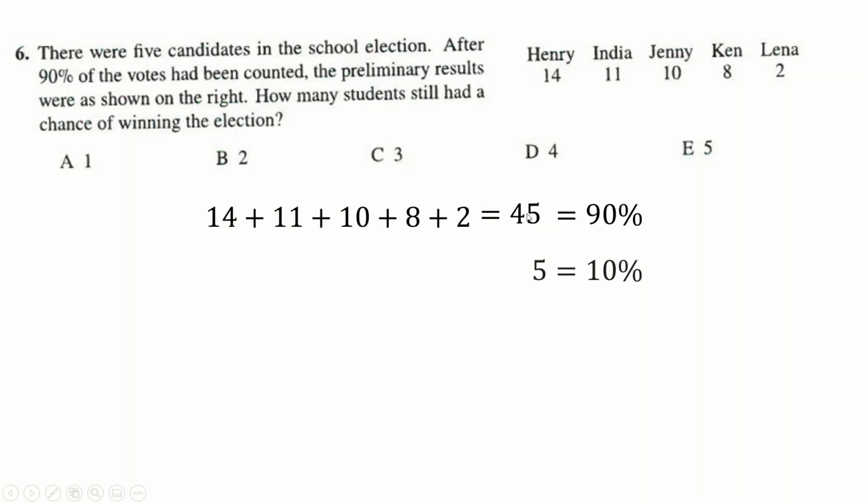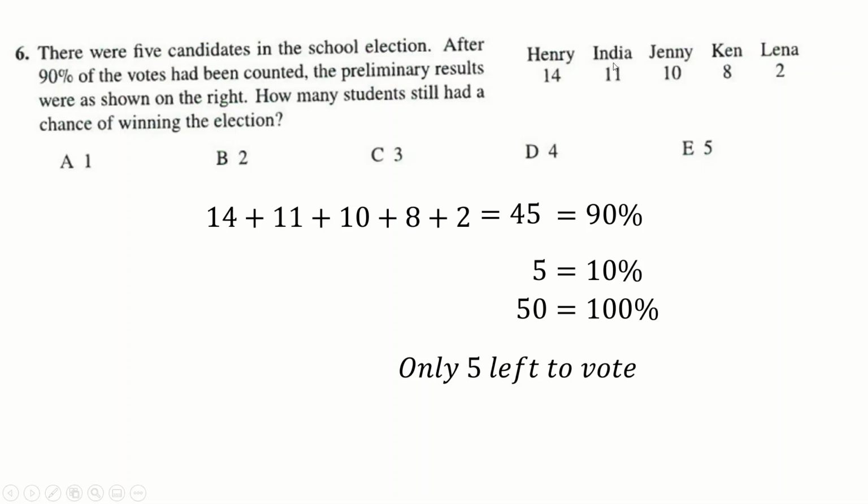So okay, divide by 9 to find 10%, and then times by 10 to find 100%. That means there are 5 votes left to come in. Now, when we look at this, who can actually win this with 5 more votes? Well, obviously Henry can, because he's already in the lead.